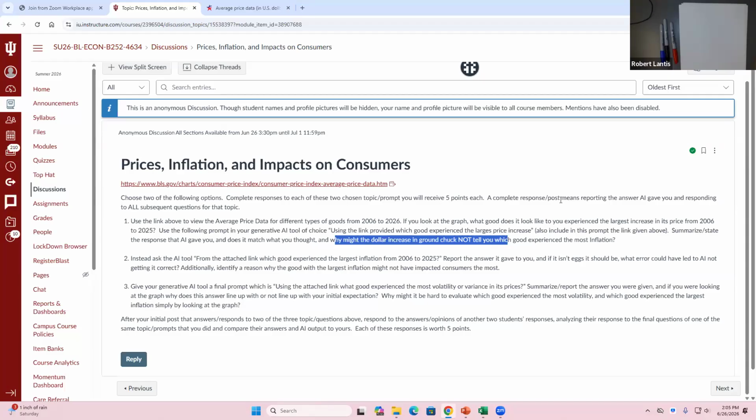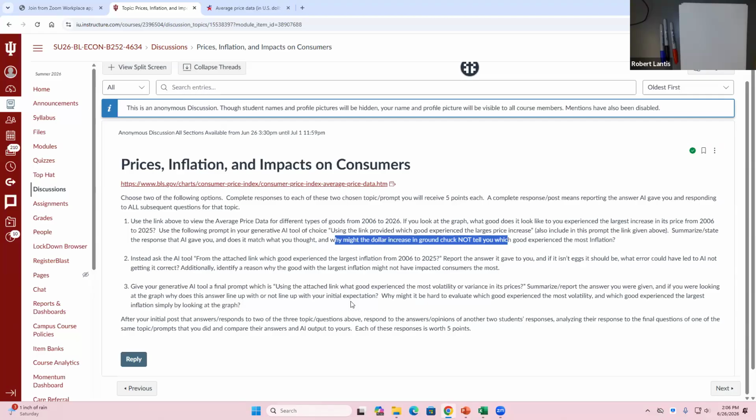A complete answer means that you state or summarize what AI told you and then respond to the subsequent questions of that topic, right, or bullet point. Once you do that, you will need to respond to 2 other students. Whatever they responded, they gave their generative AI's response and their answers to the follow-up questions. You will compare and contrast your answers. So you're looking for at least one student that chose one of the same topics that you did, and compare your AI's response to theirs, and your answers to the follow-up questions with their responses to those follow-up questions.